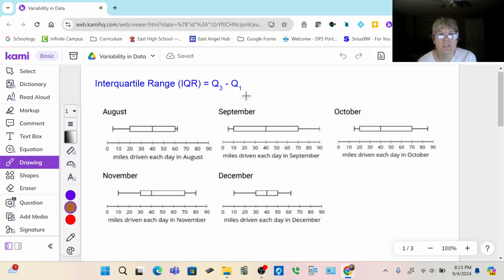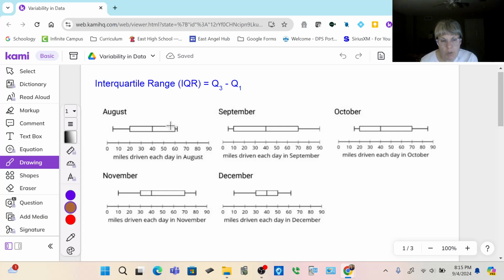Interquartile range is specific to box plots because that's when we have the data separated into quartiles, where the same number of values is represented in each of the four sections of the box plot. But the width of those sections will determine the variability.